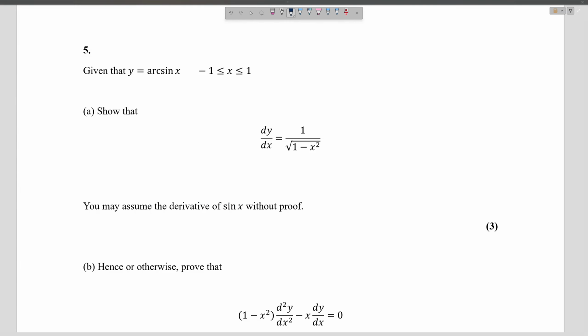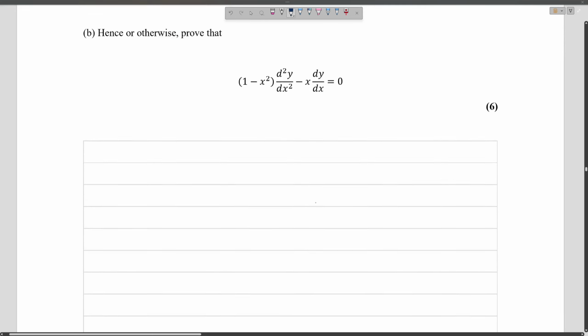So moving on to the next question here then, where we have question 5. For question 5 here, we're given that y is equal to arcsine x for x between -1 and 1. Now, for part A of this question here, all we want to show then is that dy by dx is equal to the following here. So this is just proving one of our standard results here. And as we're told underneath, we can assume the derivative of sine x here without proof. So let's just scroll down here.